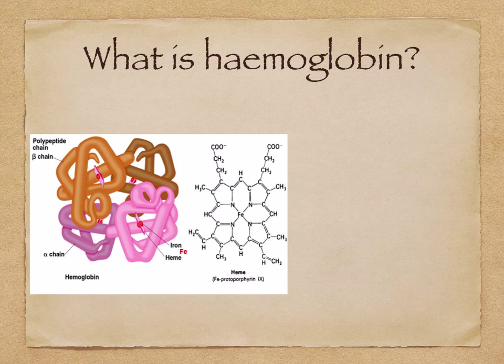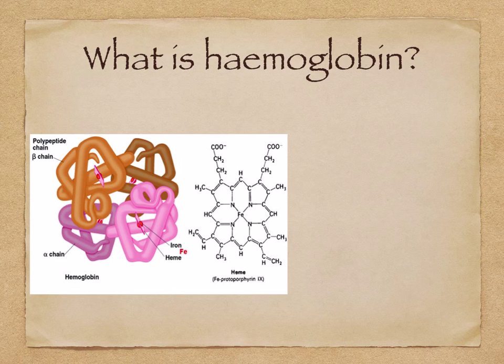Large organisms need specialized molecules to transport oxygen. Now, if oxygen just dissolved in the blood and didn't attach to anything, this wouldn't be adequate enough. These specialized molecules are called respiratory pigments, and the one that we're going to look at is hemoglobin.